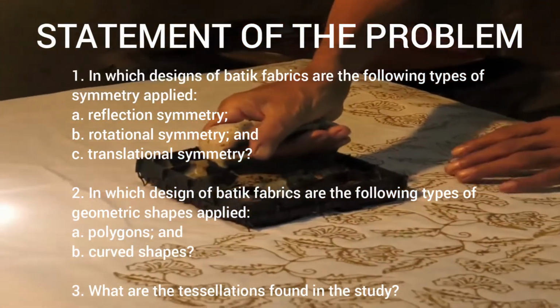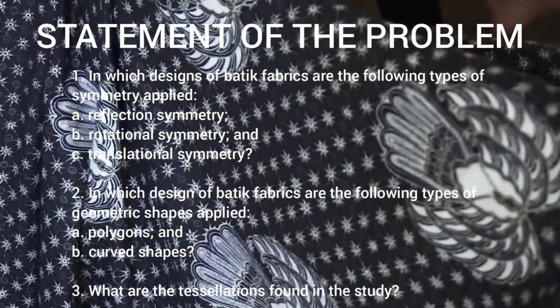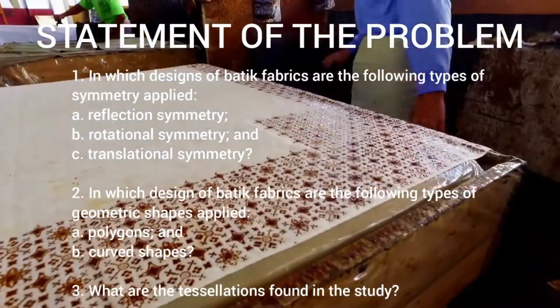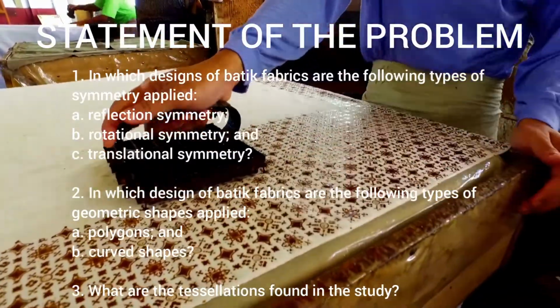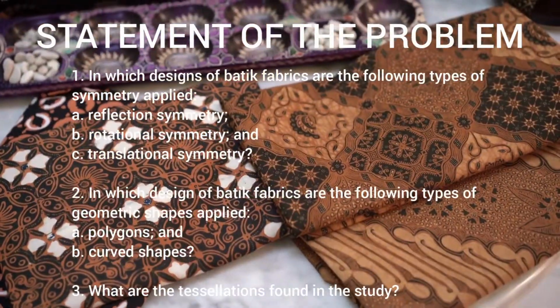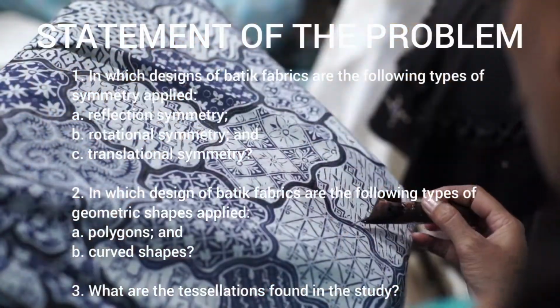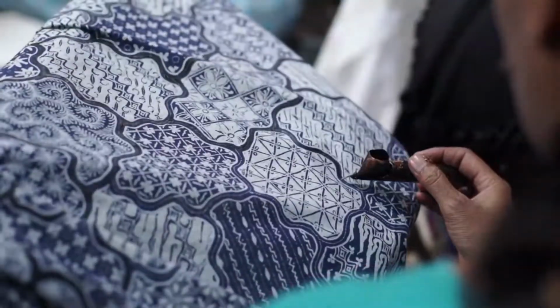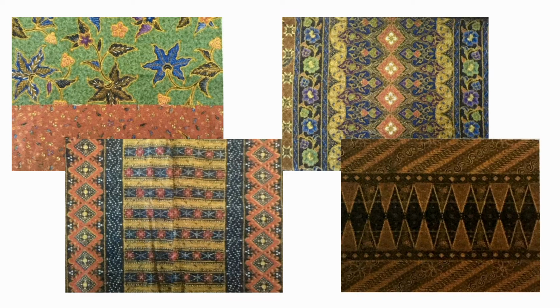First, in which design of batik fabric are the following types of symmetry applied? A. Reflection symmetry, B. Rotational symmetry, and C. Translational symmetry. Second, in which design of batik fabric are the following types of geometric shape applied? A. Polygon, and B. Curved shapes. Last, what are tessellation found in the study? We use 4 different examples of batik fabric bought from Indonesia to answer these questions.